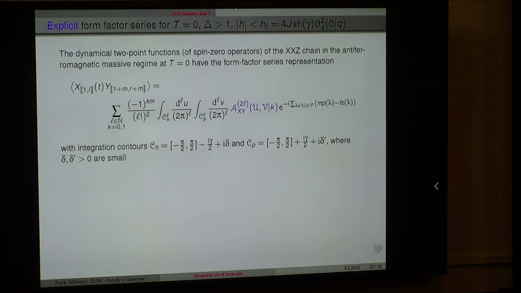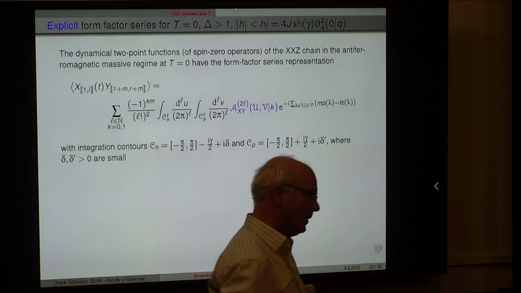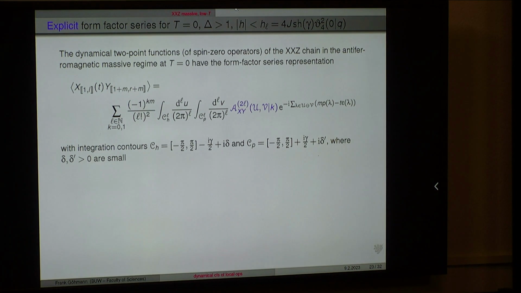I'm sure, yeah, right. How much time do you need? I will accelerate. Now come the complicated formulas. I mean, it depends also, yeah. Yeah, let's go a bit faster.